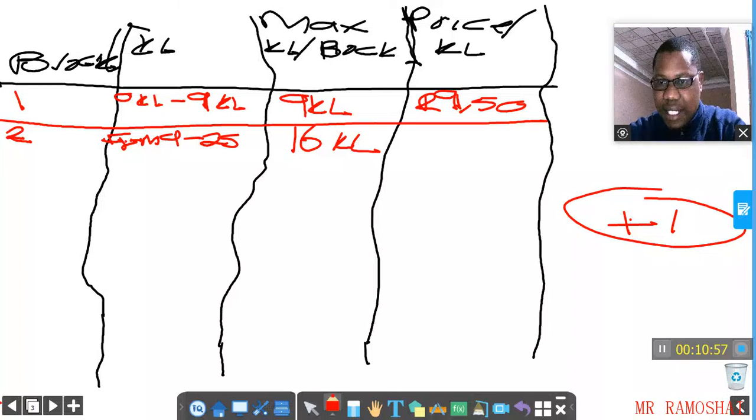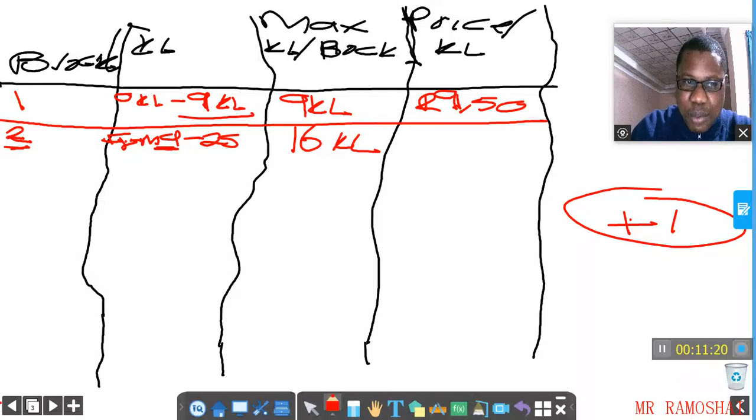This block does not start from 9. It starts from 10. Why? 9 is already counted in block number 1. So you cannot count 9 in the second block. So when you count from block number 2, you start from 10. Are we clear, guys?